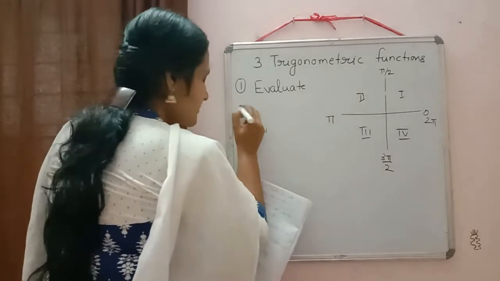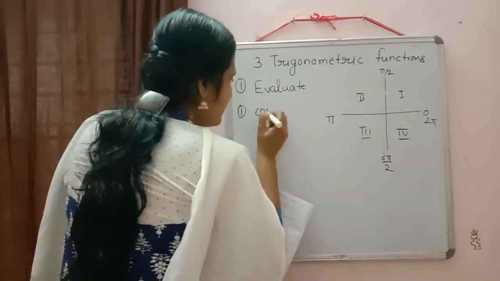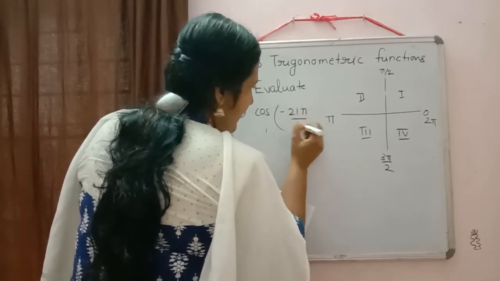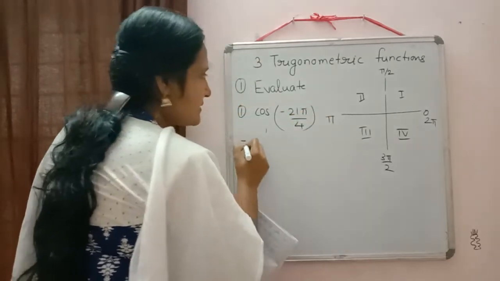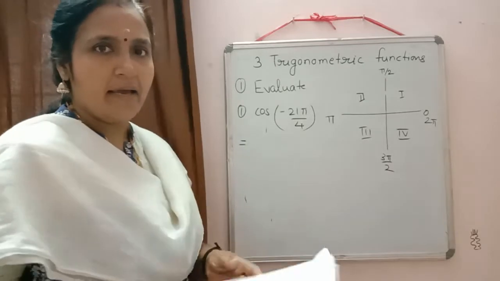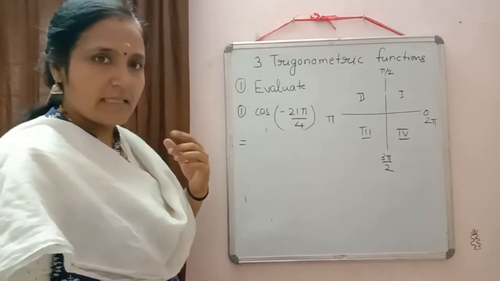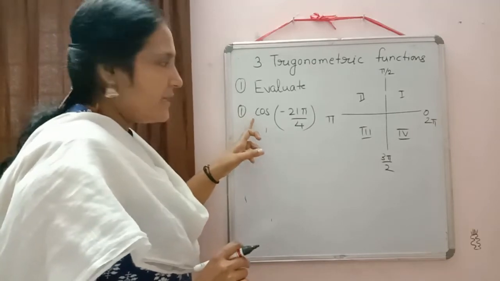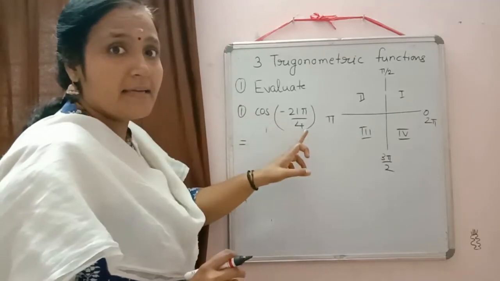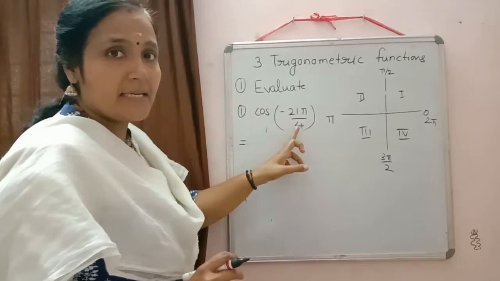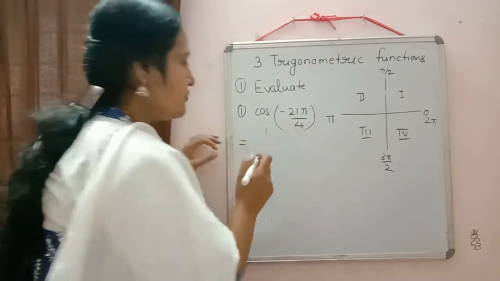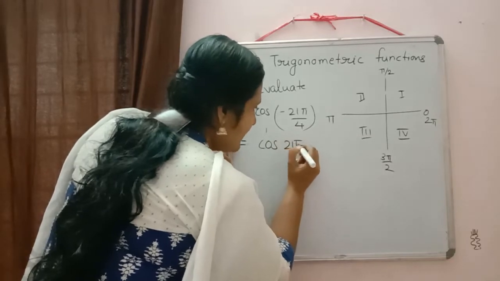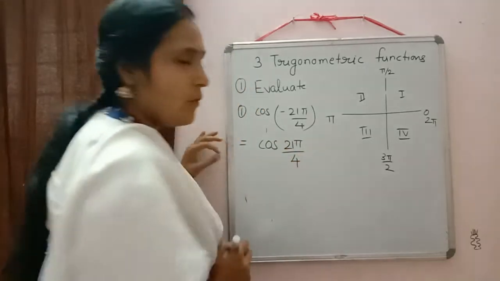Evaluate cos of minus 21 pi by 4. Cos minus 21 pi by 4. First the concept of negative angle we have to use. We studied, what is cos of minus theta? Cos of minus theta is cos theta. So first we will write, this will be equal to cos 21 pi by 4.